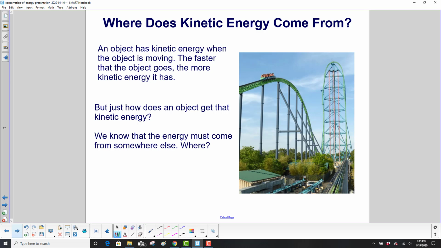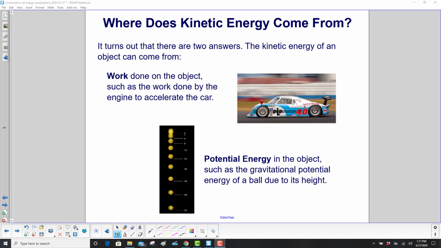An object has kinetic energy when the object is moving. The faster it moves, the more kinetic energy it has. But how does an object get that kinetic energy? We know that the energy must come from somewhere else. Where? It turns out that there are two answers.